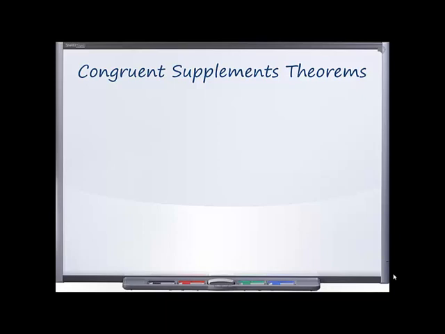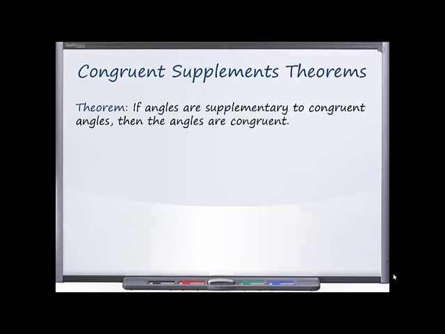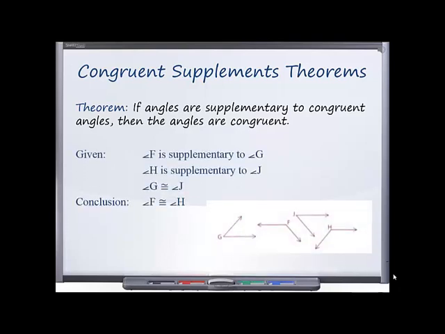The second theorem about congruent supplements is very similar. This one states that if angles are supplementary to congruent angles, then the angles themselves are congruent. So let's look at what that looks like in a picture. We're not going to do a formal proof of this one. Okay, so we're given that angle F is supplementary to angle G, and angle H is supplementary to angle J, and that angle G is congruent to angle J.